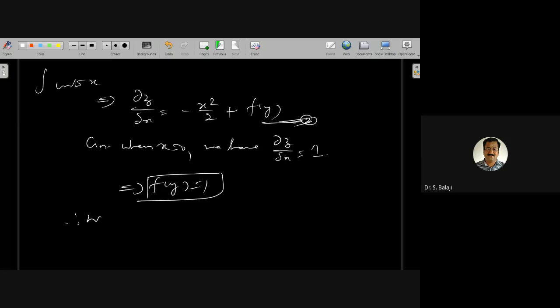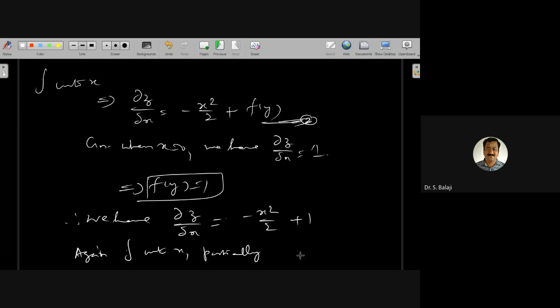Therefore, we have ∂z/∂x equal to minus x square by 2 plus 1, now f of y is 1. Now again you have to get z here. Again integrate with respect to x partially here.